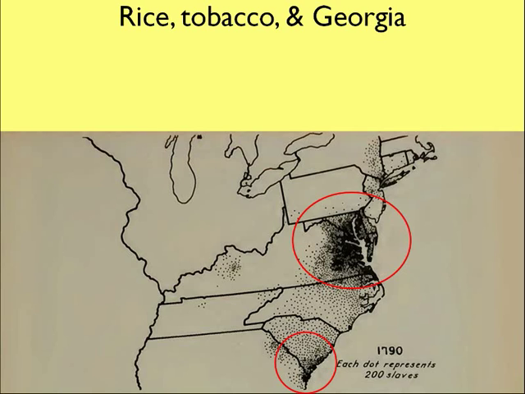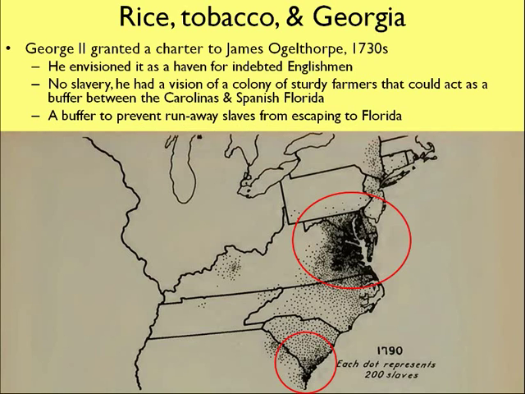But later in the 1700s, the rice colonies of the Carolinas increase, and it causes a problem and leads to our final colony of Georgia in the 1730s. It's a proprietary colony given to James Oglethorpe, and he sort of saw it as a haven for poor Englishmen to come over, and he didn't really want to have slavery. Later, slavery would develop there.